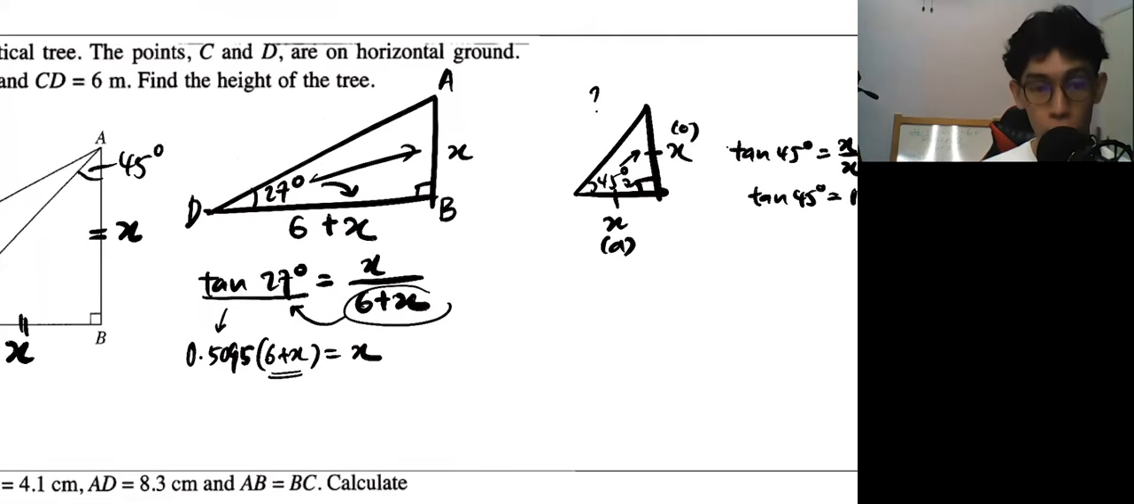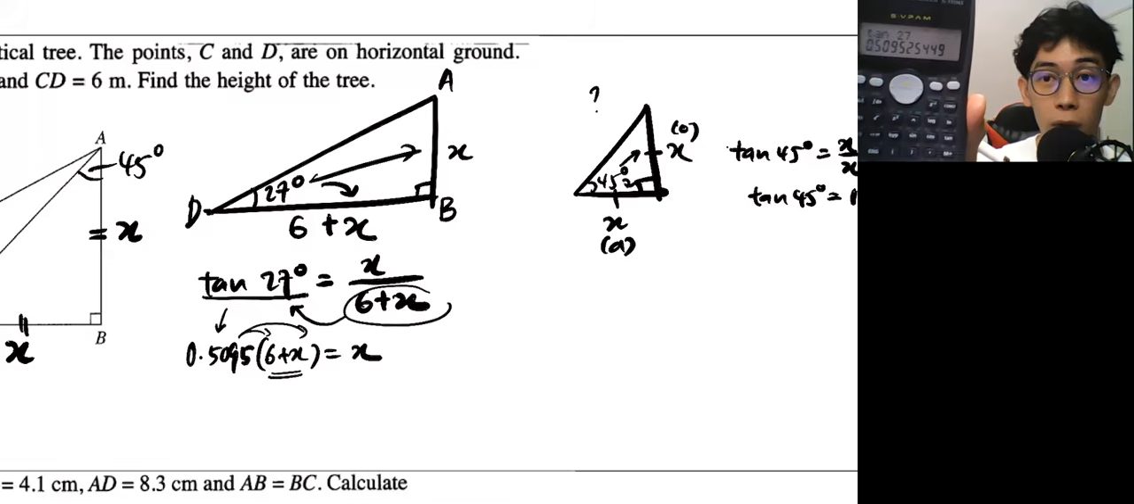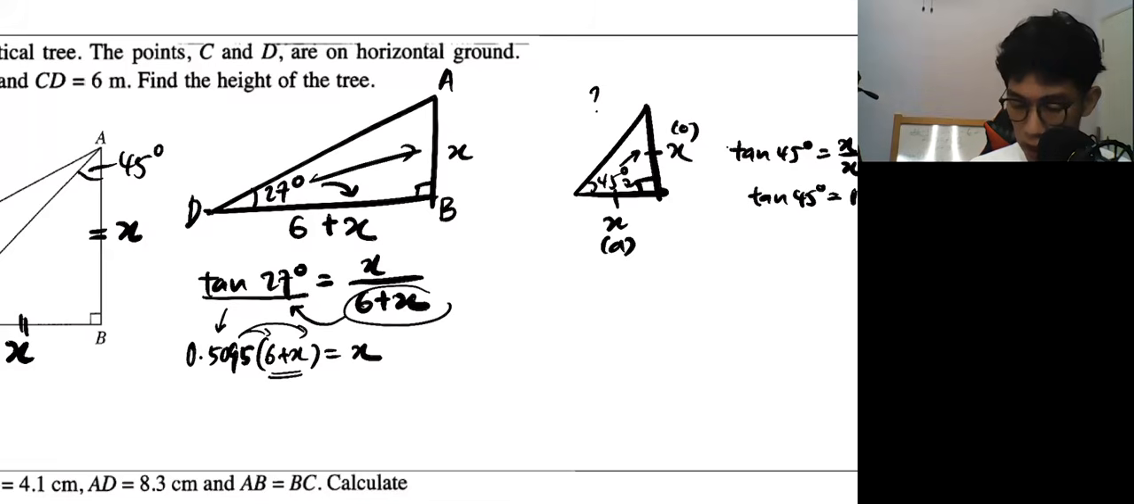Okay, now you multiply each other. You see you have 6 plus x, you cannot add it, then you multiply the 0 point something inside. Anyhow, you see what I do? I'm still using the longest decimal point to multiply, so I multiply with 6 there, 4 decimal points, plus 0.5095, x equals to x. Okay, so move this over and minus it.